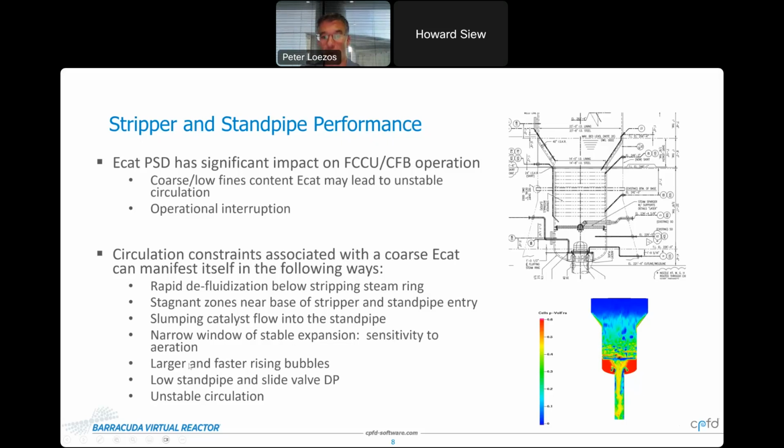Especially if you over-aerate it, you can have larger and faster rising bubbles. That'll cause a flow restriction, and all this is going to lead to low standpipe and slide valve DP and unstable circulation.